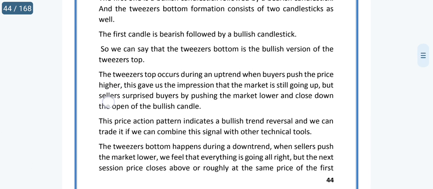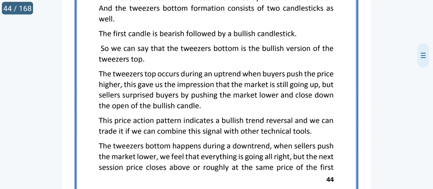So we can say that the tweezer bottom is a bullish version of the tweezer tops. I repeat, the tweezer bottom is a bullish version of the tweezer tops.